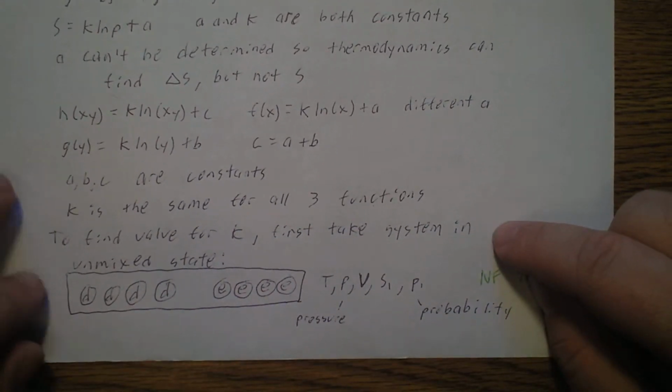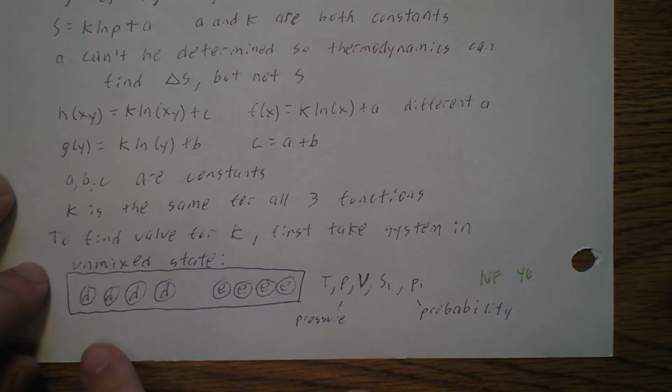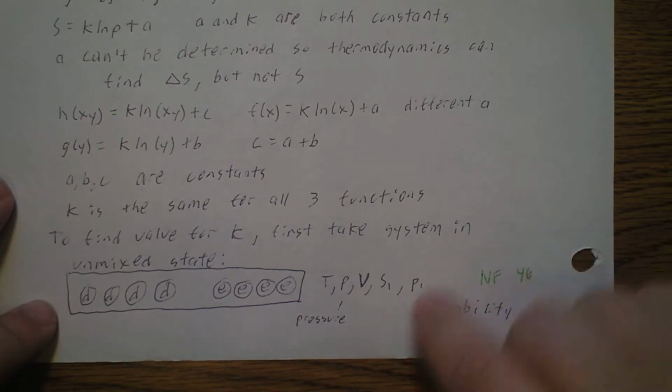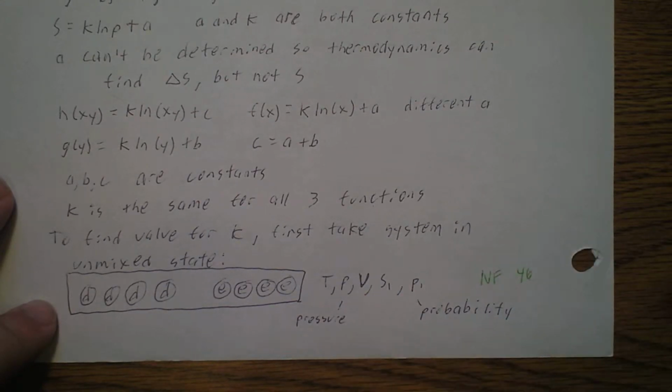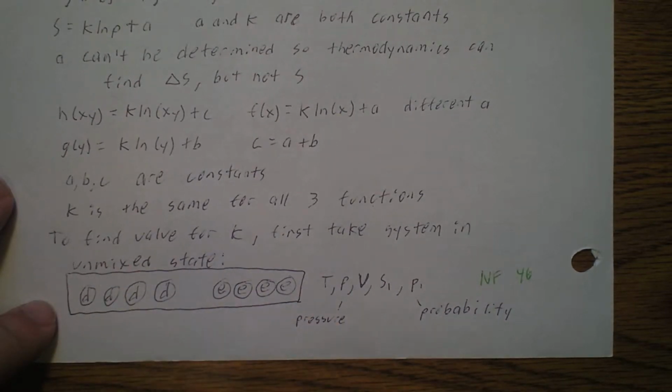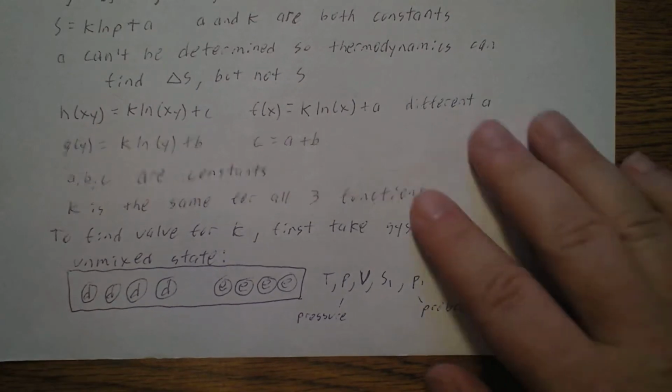So first, we're going to take this system in an unmixed state, just like we did originally. We have all the d's on one side, all the e's on the other, and it's got some sort of temperature, pressure, volume, entropy at state 1. This is lowercase p. So we have pressure and a probability of state 1 here. This state 1 means the probability of state 1.